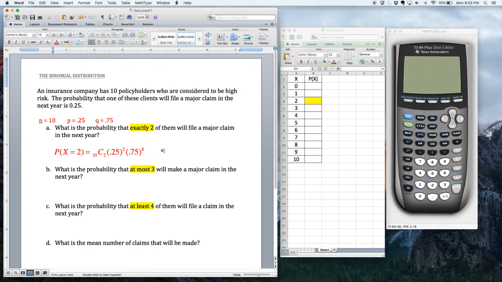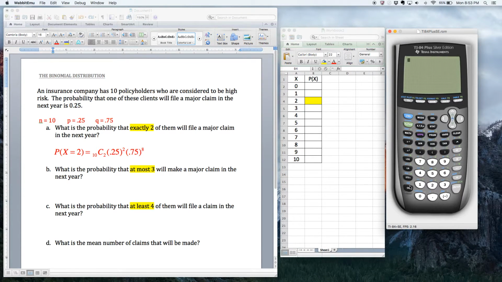All right, so now obviously we have to type this in our calculator. We don't have 10c2 worked out in our head, and 0.75 to the 8th power worked out in our head. This is something you have to put into a calculator. So this is going to get us the chance of 2. So I'm going to go to our calculator and let's type this thing.